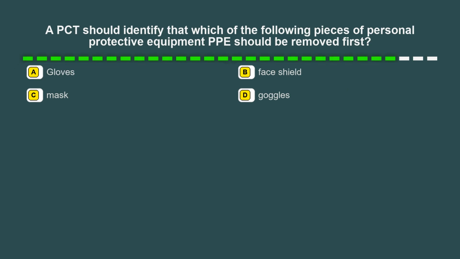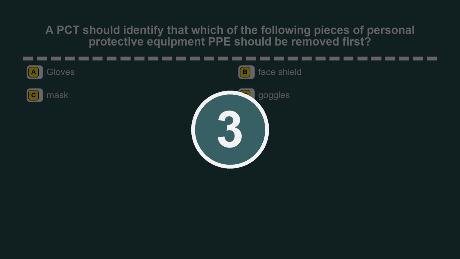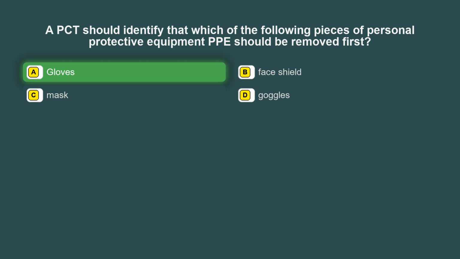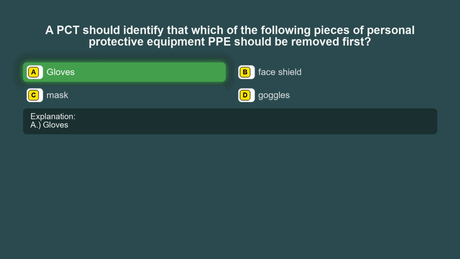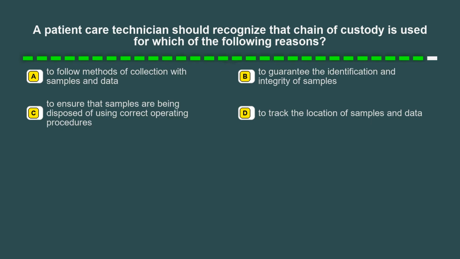Question 68. A PCT should identify that which of the following pieces of personal protective equipment, PPE, should be removed first. Option A, gloves. Option B, face shield. Option C, mask. Option D, goggles. The correct answer is option A, gloves.